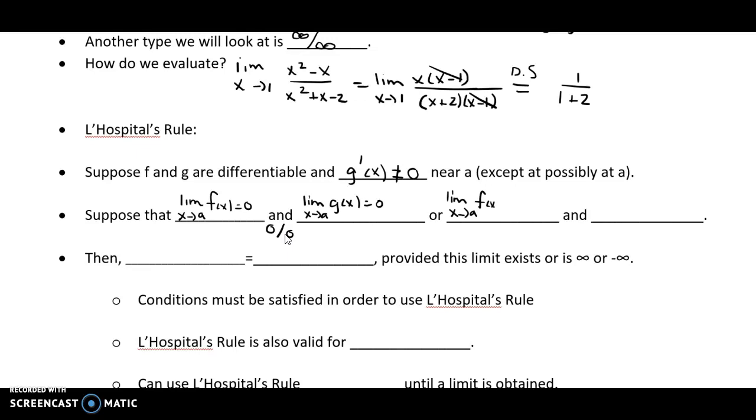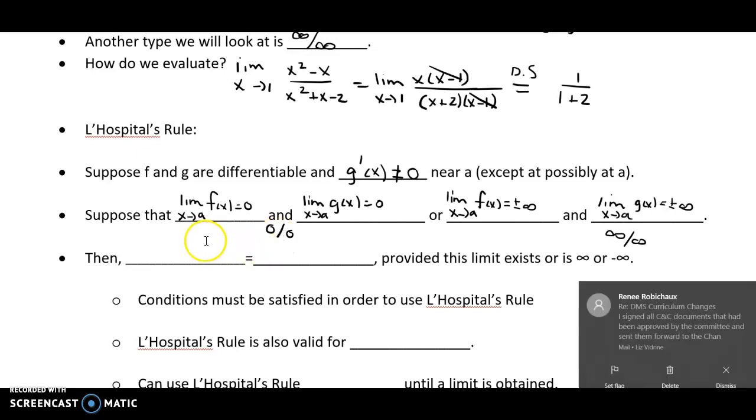Or the limit as x approaches a of f of x equals plus or minus infinity, and the limit as x approaches a of g of x equals plus or minus infinity. That gives you the other indeterminate form, where you end up with infinity over infinity or negative infinity over negative infinity.